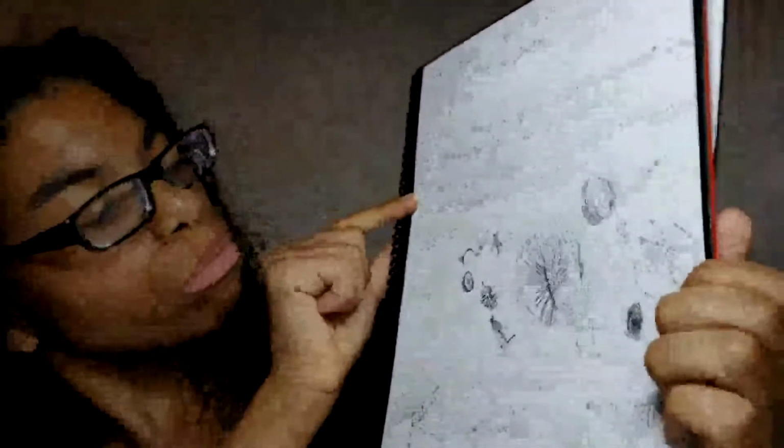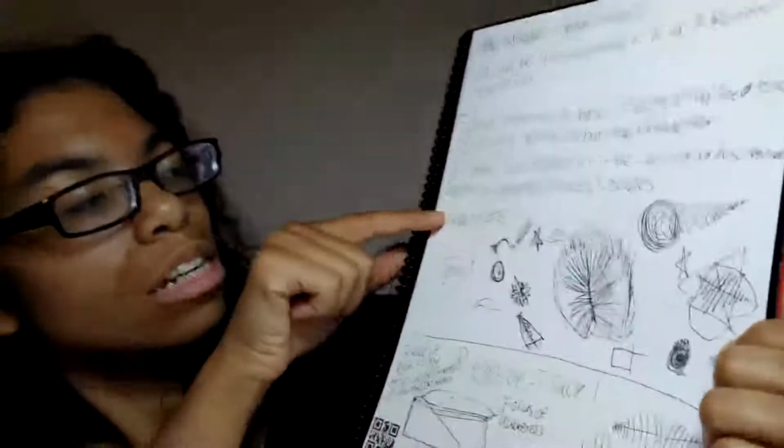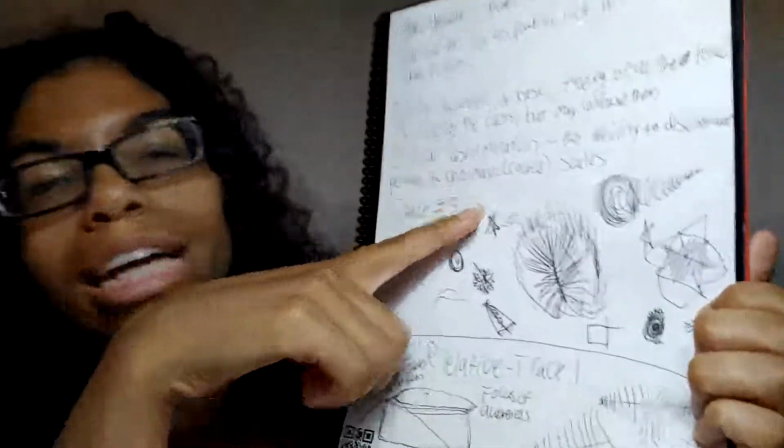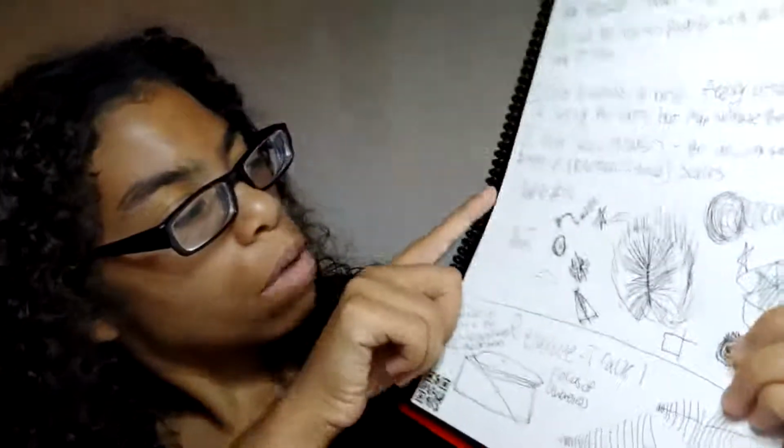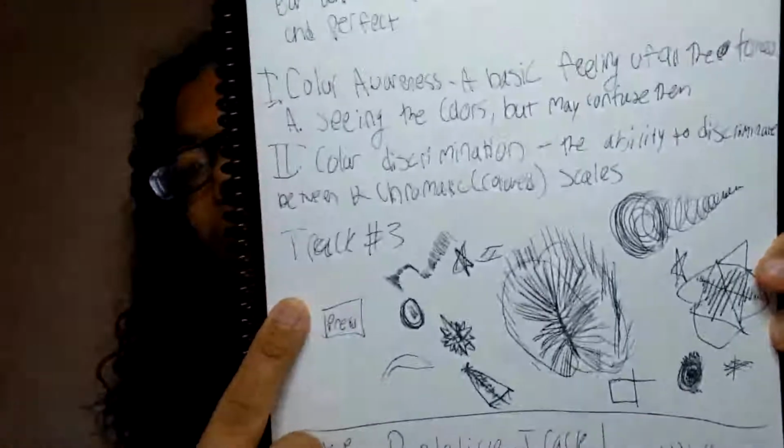Color, so he said there were 4 basic things. Color awareness, that one, is a basic feeling of all the tones. And a little of it is seeing the colors, but you may confuse them. So that's color awareness. And then number 2, color discrimination, the ability to discriminate between 12 chromatic, meaning colored, scales. So that's the ability to distinguish. It's the next level. We left off here on track number 3.